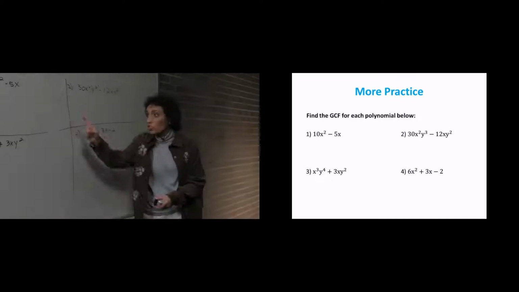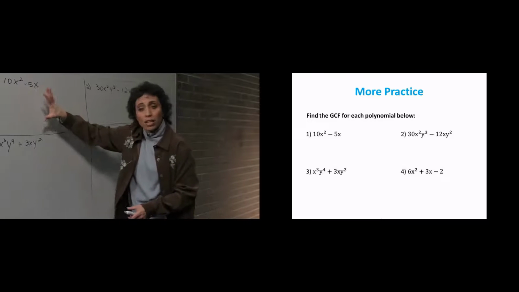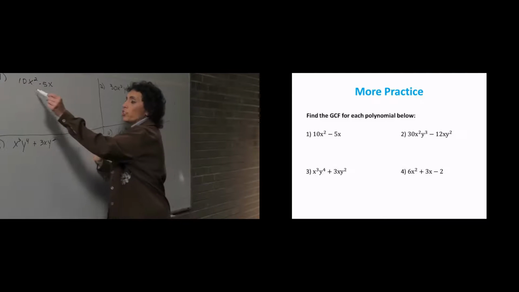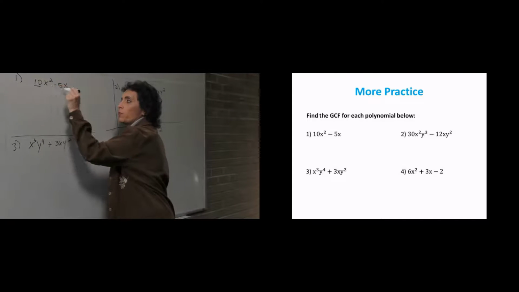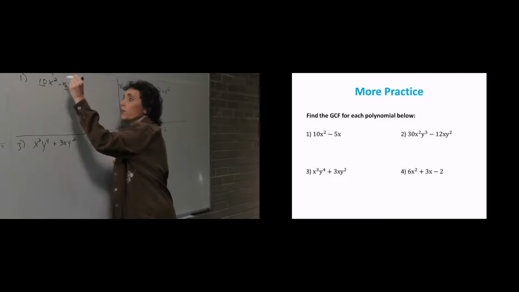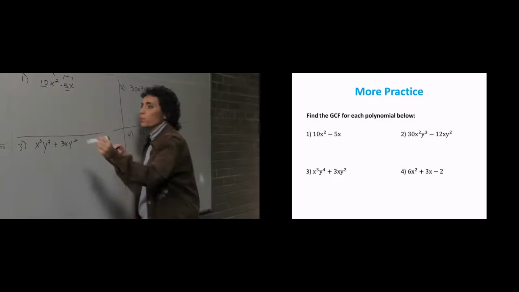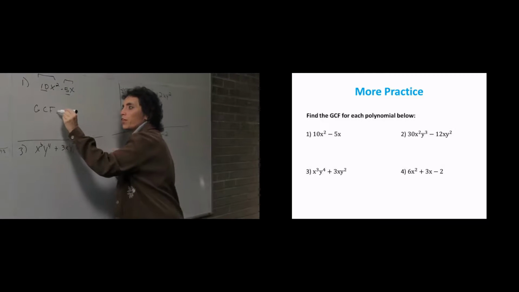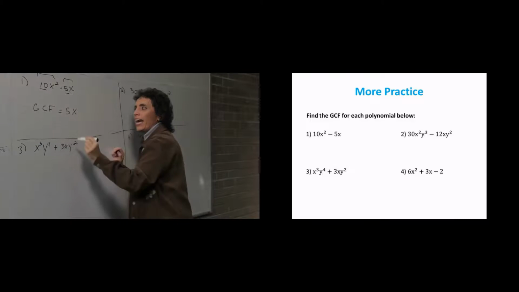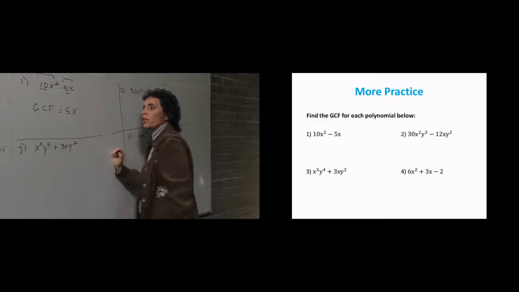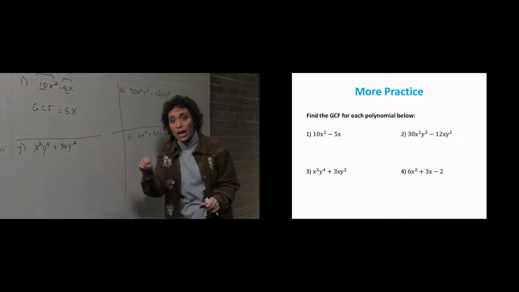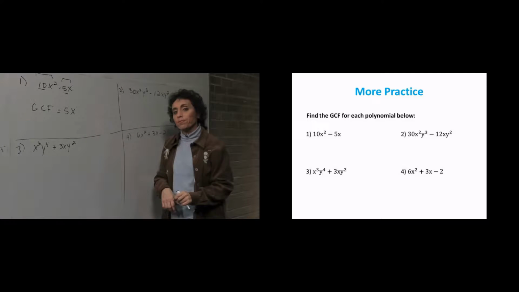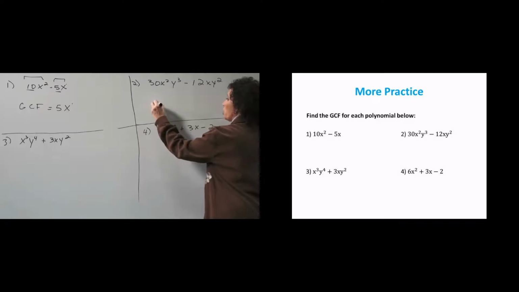I hope you notice we just keep growing. Now they're written in a polynomial form. So 10x squared minus 5x. I look at the numbers. These are my separate terms. This is a term. This is a term. 5 goes into both of them, so the number in my GCF is 5. They both have an x. The smallest exponent is just 1. So my GCF for the first one is 5x. All right? Let's check the second one.